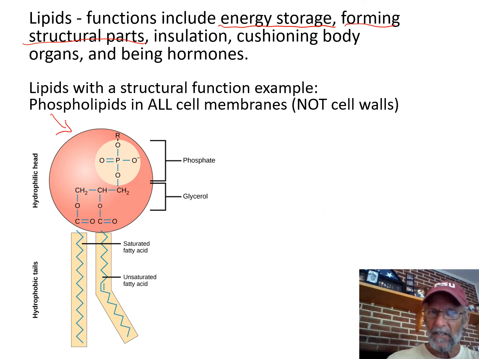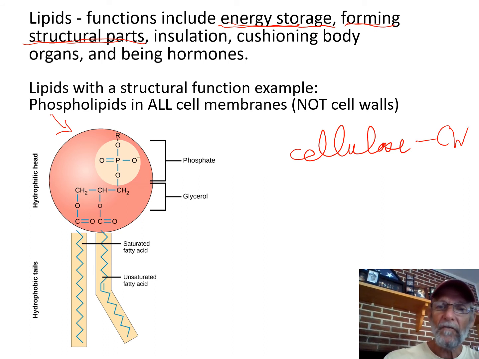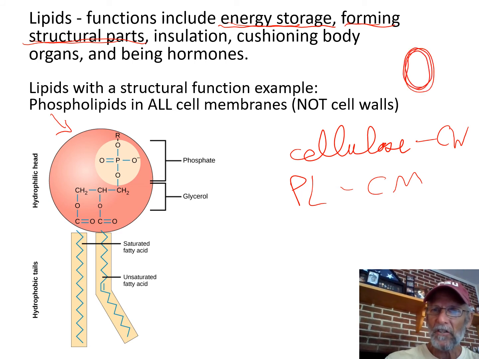So now to contrast, because this gets confusing, because these 2 functions, energy storage and a structural function, are also functions of some carbohydrates. And a very common carbohydrate, cellulose, has a structural function to make up cell walls. This phospholipid has a structural function to make up cell membranes, which are quite different than cell walls, but easy to confuse because they're all on the outside. If this is a cell membrane, the cell wall is going to be outside of that.